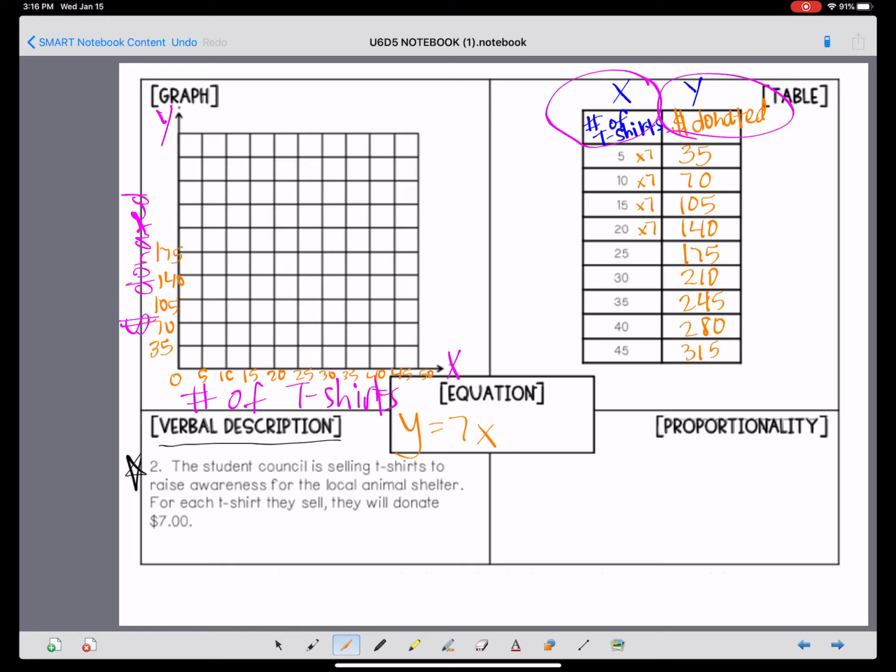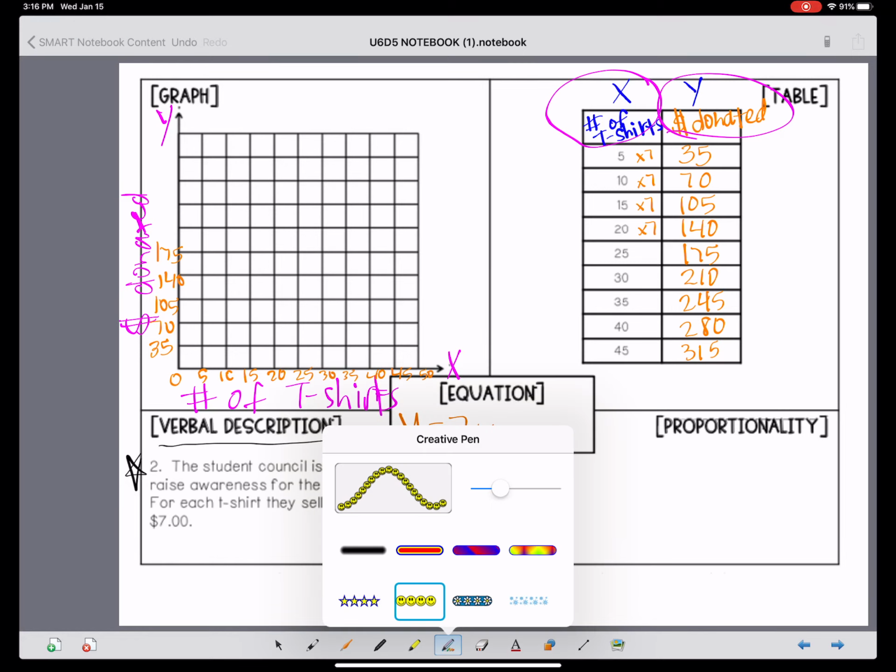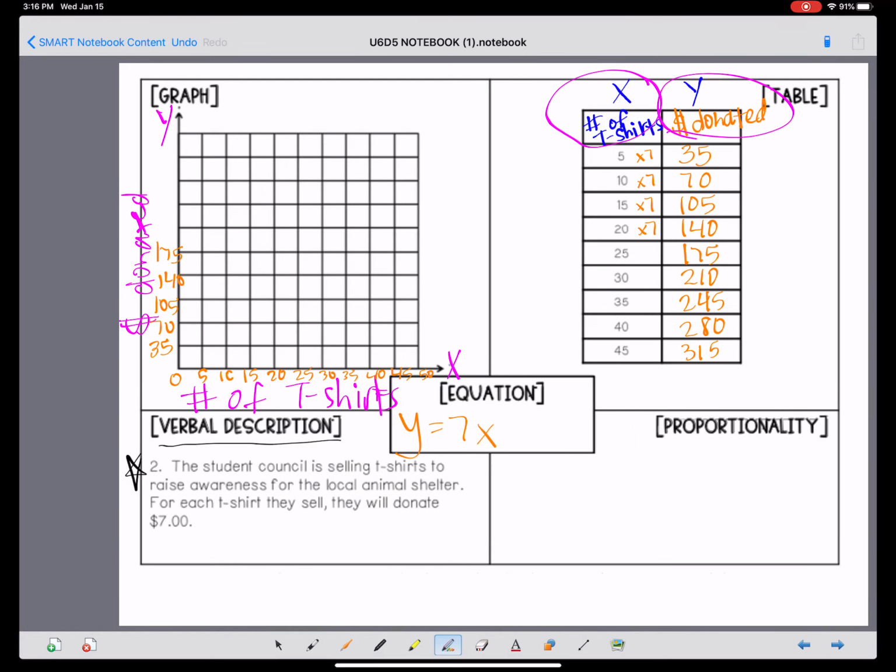So now when it's time to go ahead and graph these, I'm going to use my x value first and then my y value second. So I would go ahead and graph 1, 35. That's the same thing as my x value. I go over to 5, and then on my y value, I go up to 35. And I would do that for all of these.